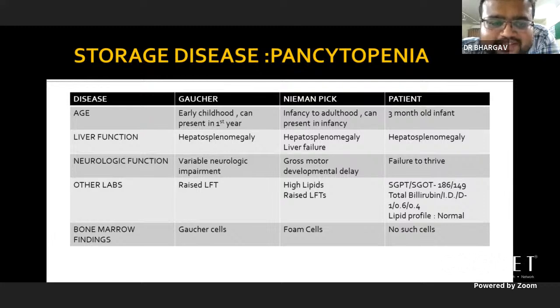Coming to Niemann-Pick disease, which can present from infancy to adulthood. Liver function wise, there are raised LFTs and high lipids, but in our patient, the lipid profile was normal. And in Niemann-Pick disease, there will be presence of foam cells, as in our case, there were no such cells present.